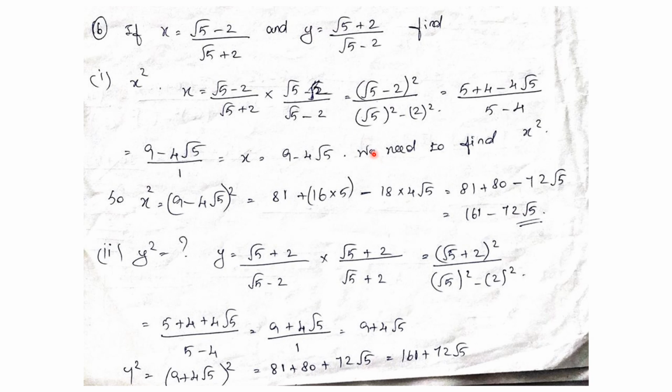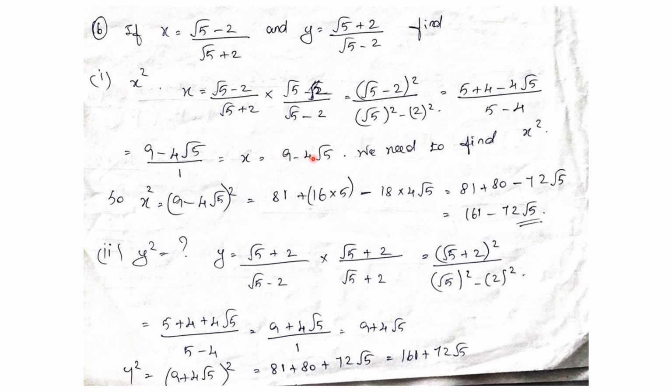If x is equal to root 5 minus root 2 by root 5 plus 2 and y is equal to root 5 plus 2 by root 5 minus 2, we need to find x squared, then y squared, then xy, then x squared plus y squared plus xy. So x they have given. We need to rationalize that one. For that we have to take the opposite sign, that is root 5 minus 2. We need to multiply both the numerator and denominator with root 5 minus 2.